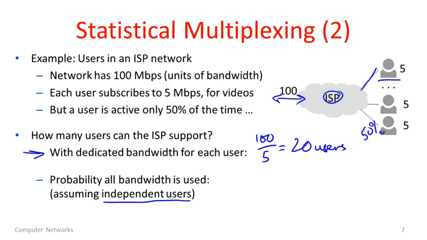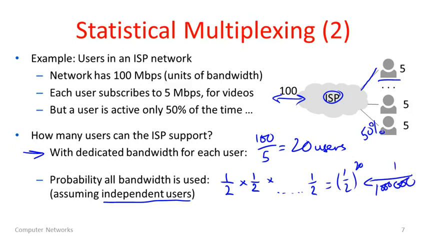So there are 20 users. What's the probability that the first user is using their 5 megabits per second? That's a half. What's the probability that the second user is using their 5 megabits per second? That's another half. And so on up to the 20th user, a half. If you multiply all of these together, you get a half to the 20th power, and that's just a little less than 1 in a million.